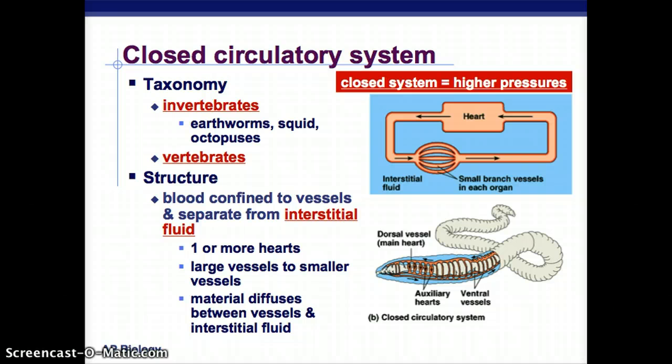In a closed circulatory system, you'd find that in things like earthworms, squid, octopuses, also in vertebrates, such as humans. Closed system, you get a higher pressure. That blood is confined to vessels, and it's separate from interstitial fluid. So they're two separate things. There's usually one or more hearts, and the large vessels branch out into smaller vessels, and the material diffuses between vessels and the interstitial fluid. So it diffuses between the two, but they're two separate things.